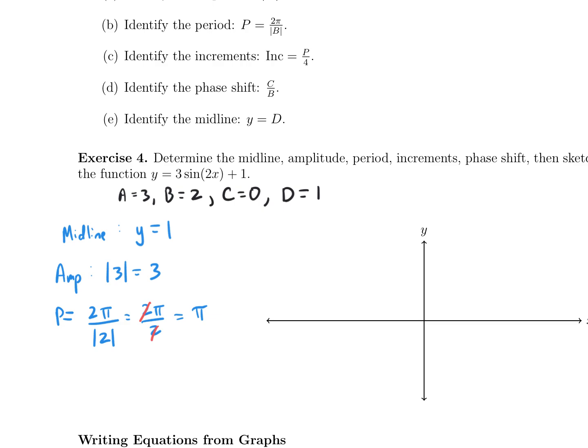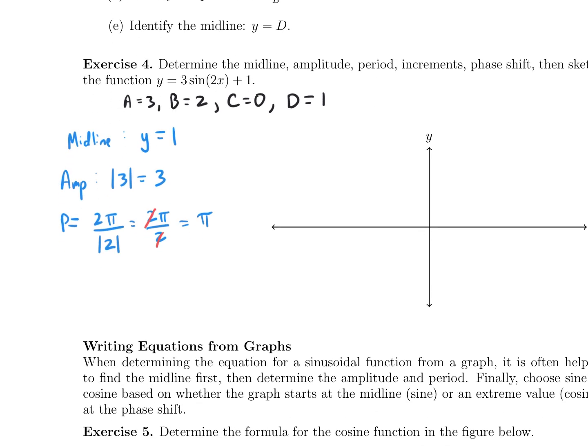The increments are going to be the period divided by 4. So the period is pi, and the increments is pi over 4. Lastly, the phase shift, I'll call that PS for phase shift, is going to be C over B. The C is 0, and the B is 2. 0 divided by 2 is 0. So now we have all the information we need: the midline, amplitude, period, increments, and phase shift.